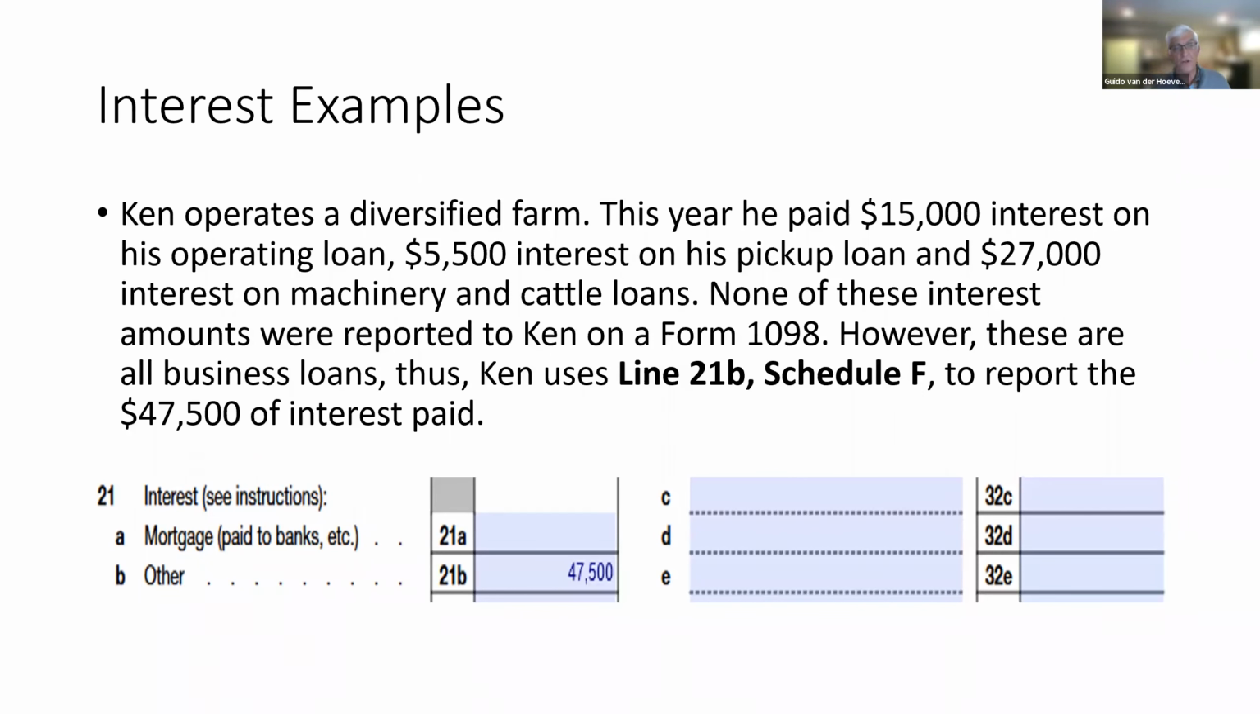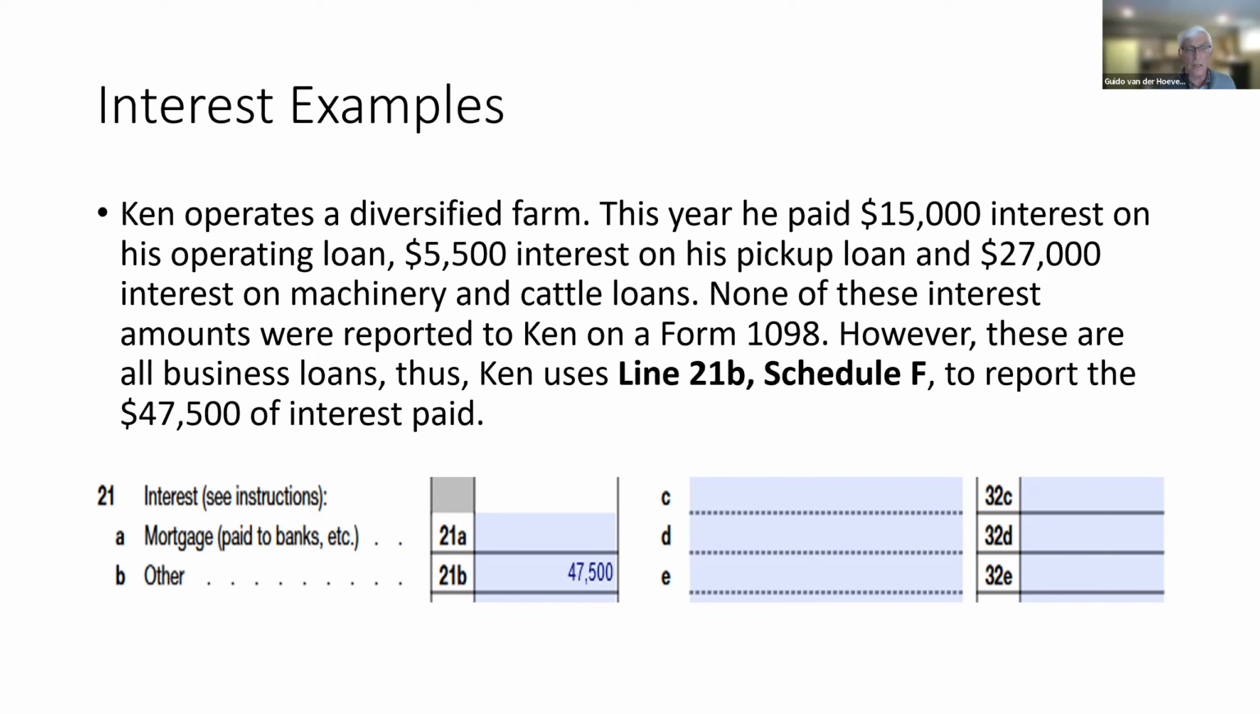Ken operates a diversified farm. He pays $15,000 interest on his operating loan, $5,500 on his pickup, and $27,000 on machinery and cattle loans. Now, none of these loans report the interest on a 1098, but they're still business loans. And he's able to use 21B to report $47,500 of interest.